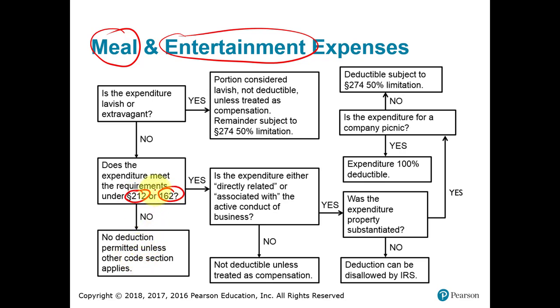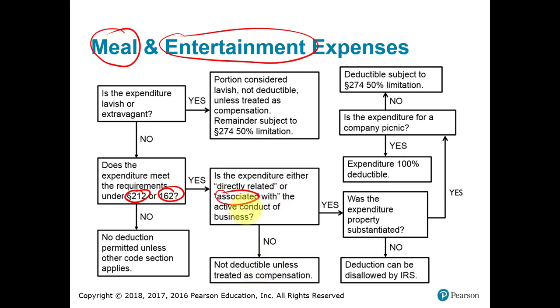And is that meal or entertainment directly related to your business, or connected, here called associated? Directly would mean that you're talking business right over lunch or dinner. Or let's say that you have a business meeting and right after that you go out to lunch or dinner. That's associated. Otherwise, it's not deductible.